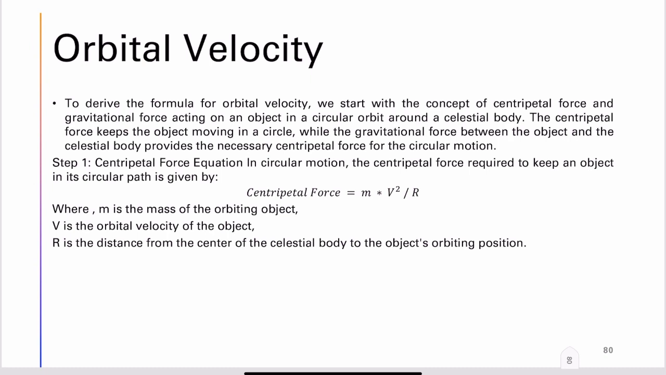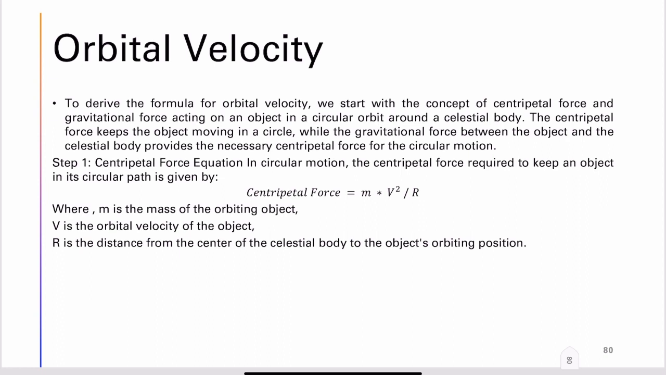Now, when it comes to orbital velocity, we start with the concept of centripetal force. In order to derive the orbital velocity, we have to start with the centripetal force and the gravitational force. So first let me say what is orbital velocity. Orbital velocity is the velocity required by a satellite which is revolving around a certain planet in order to stay in that orbit. Let us try to derive the formula for orbital velocity.